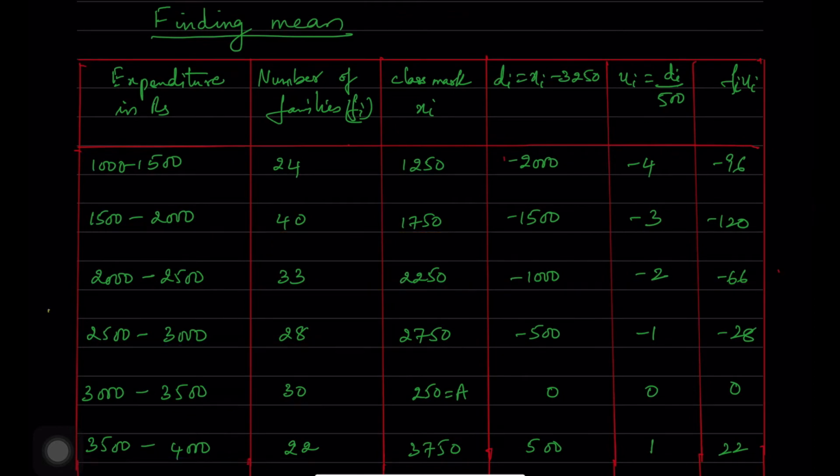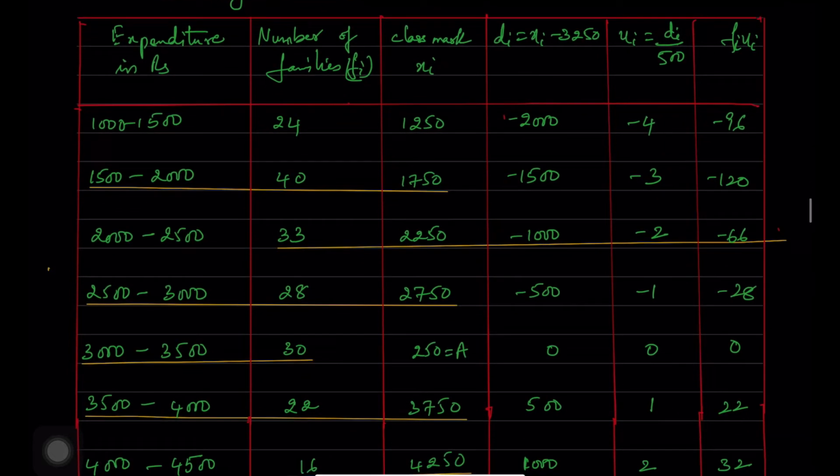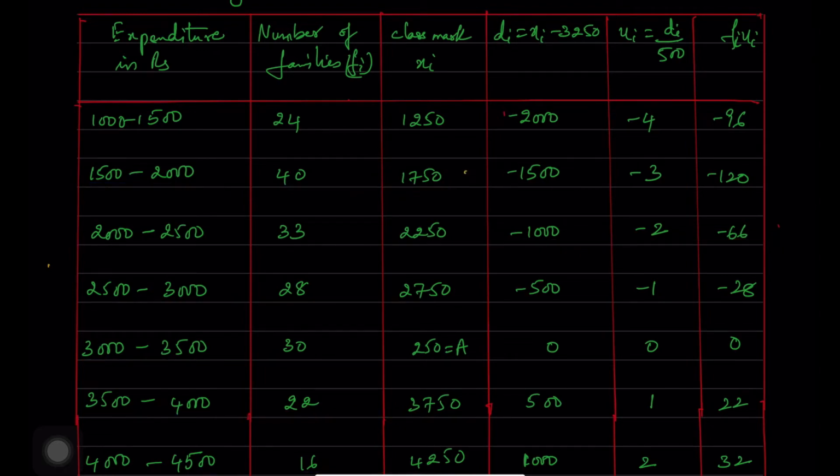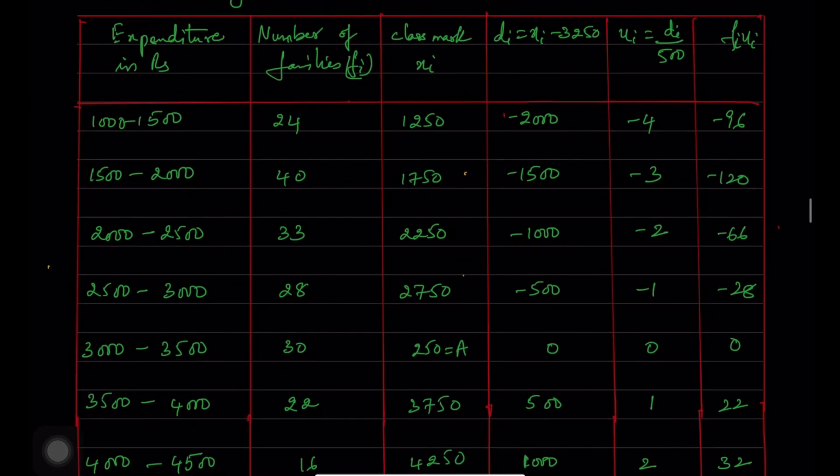So to find the mean of this data, we have to again write the first two columns as they are, number of families and expenditure in rupees. Then we find out the class mark, that is xi, 1000 plus 1500 divided by 2, the upper limit plus lower limit divided by 2. So we are going to get it as 1250, 1750, 2250, 2750.